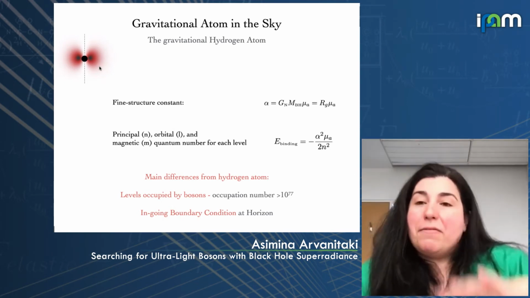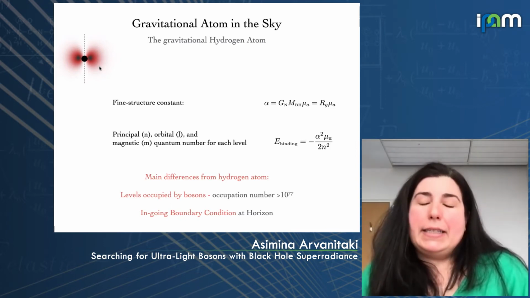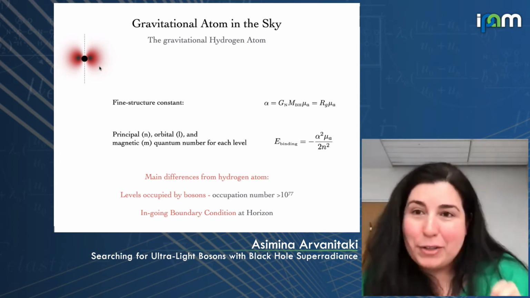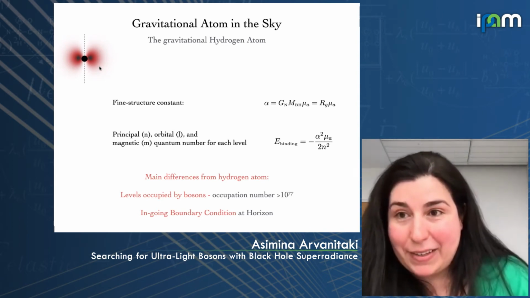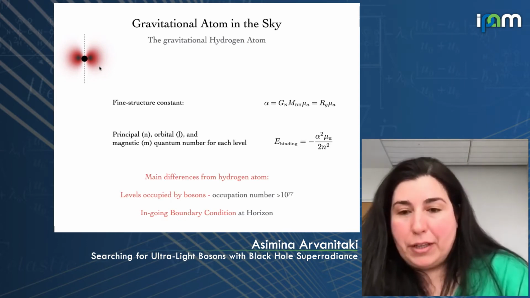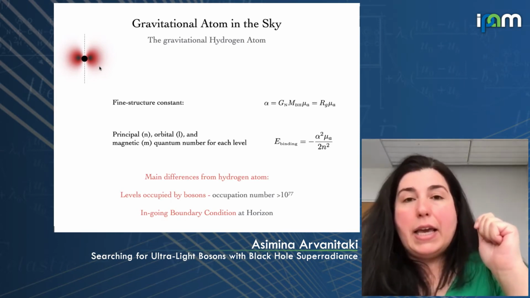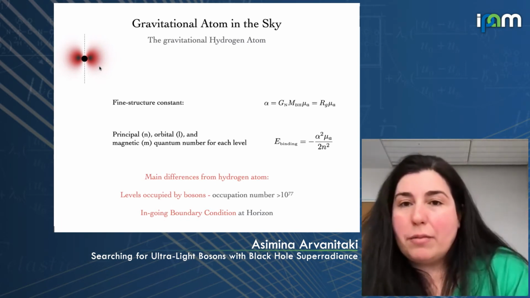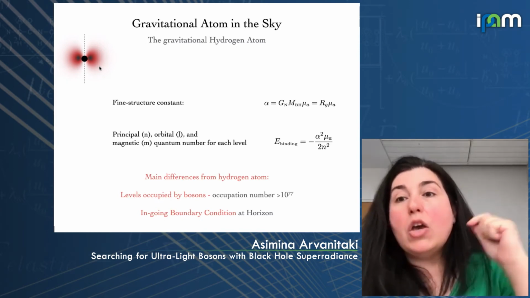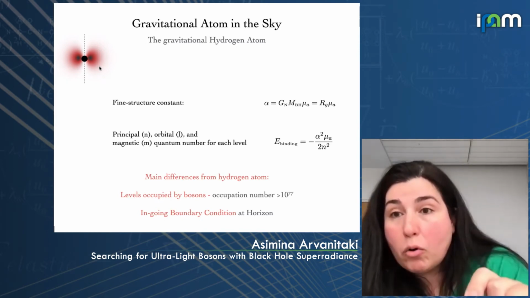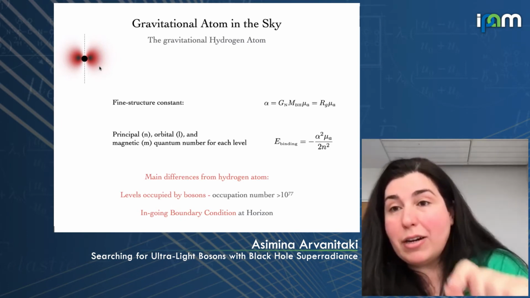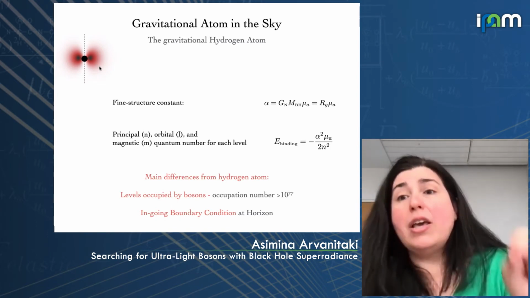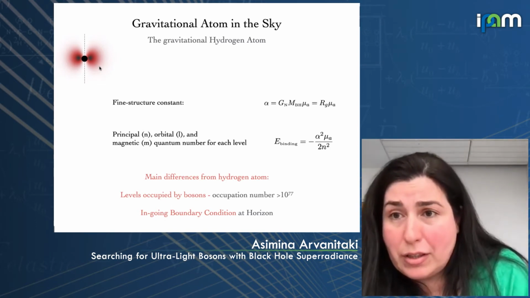So this is a very highly occupied state, and as such, it shouldn't be thought of as a particle state or a quantum state. It is a very classical wave state, okay? Now, the other important thing is that when you solve the Klein-Gordon equations in a curved background versus the hydrogen atom, for the hydrogen atom you have to impose that the wave function is regular at the origin. Here, because of the presence of the horizon, you have to impose ingoing boundary conditions at the horizon.